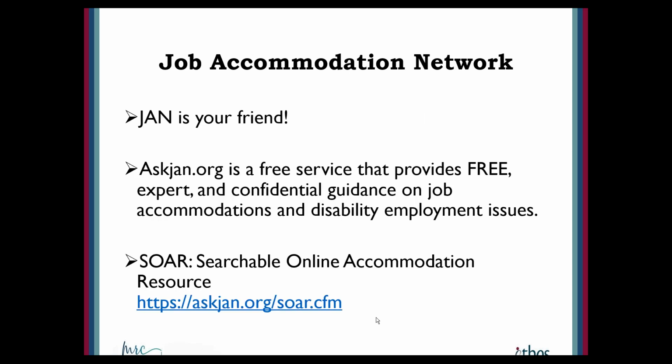Okay, so some of you may already know about this, but I'm going to tell you there is an organization called the Job Accommodation Network. And JAN, in short, is your friend. Believe me, I've used it many, many times. They're a great resource and it's a free resource. So I put free twice in the second paragraph because it's a free resource, right?